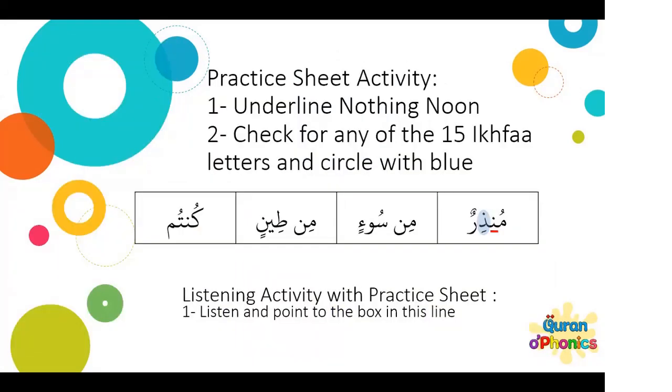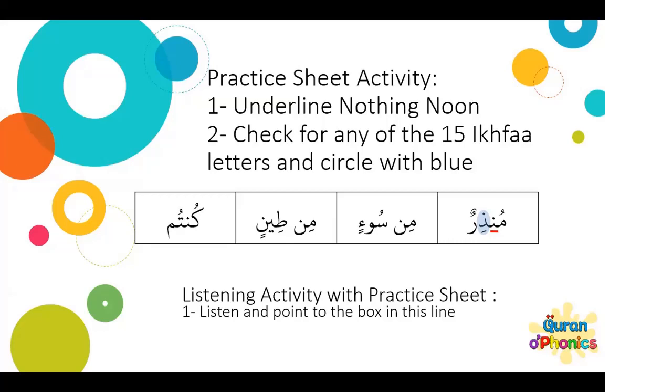So again, we do practice activities with the practice sheets, like worksheets. You ask the child to spot nothing noon in these words. Then, if they find any of the 15 letters from the ikhfa team, which they would have remembered through the rhyme, they have to circle them in blue. So then they know that here the ikhfa rule is being applied. And then the teacher plays the audio of the qari, or she or he recites it themselves, and the child is hearing the correct ikhfa sound.